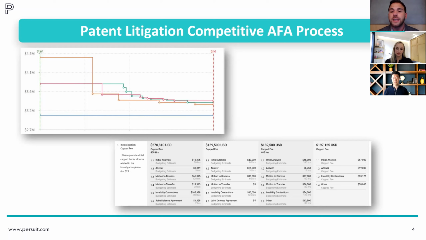So patent litigation has actually become, if not the most popular, the second most popular use case for competitive bidding and alternative fee arrangements across all of our PERSUIT clients.